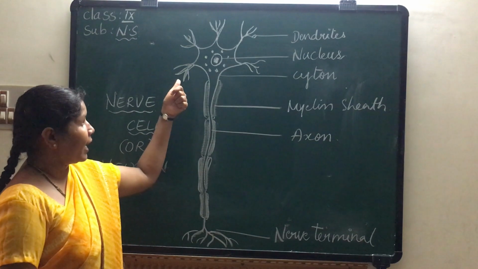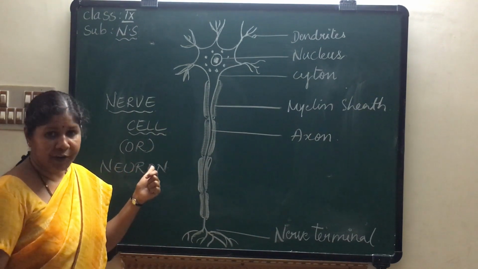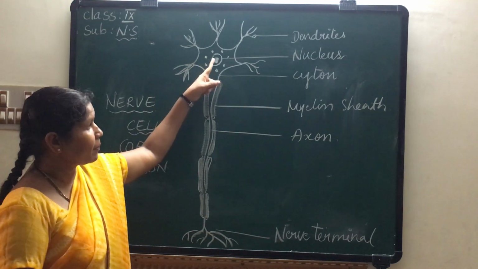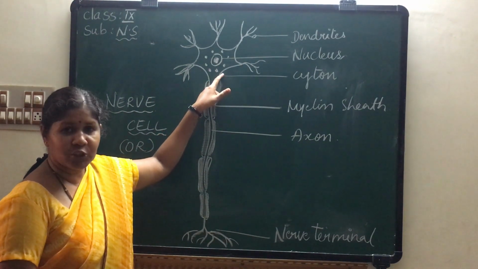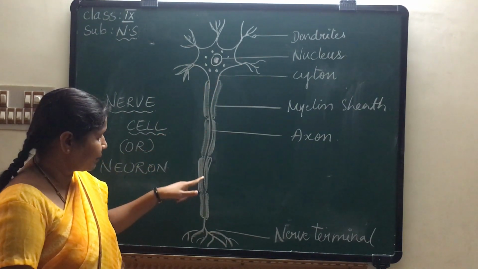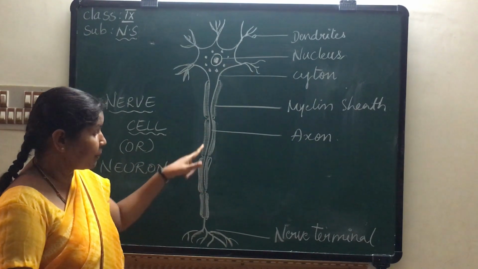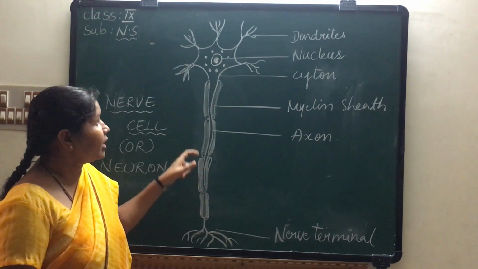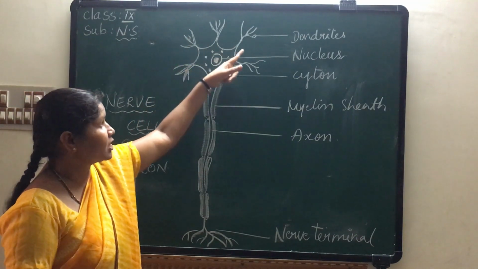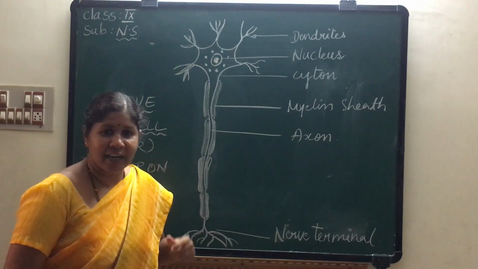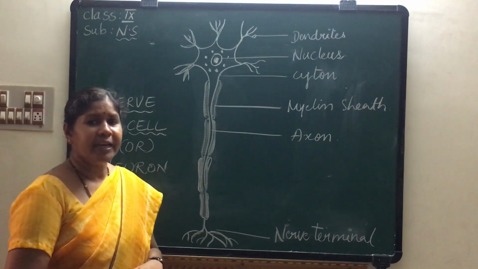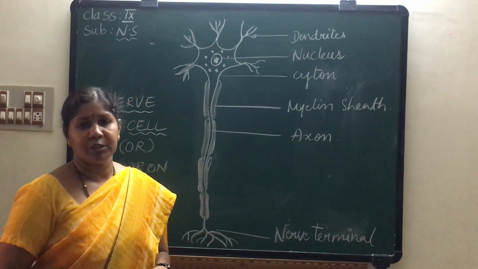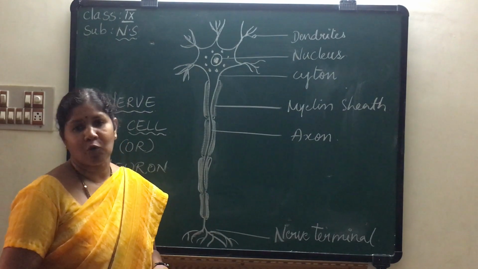So the main parts in the nerve cell or a neuron are mainly three parts you can find. One is the cell body, a round shaped structure; a long, unbranched structure, the axon; and here you can see the branched structures called dendrites. These are the main parts in a nerve cell, and this diagram is very important for 4 marks.